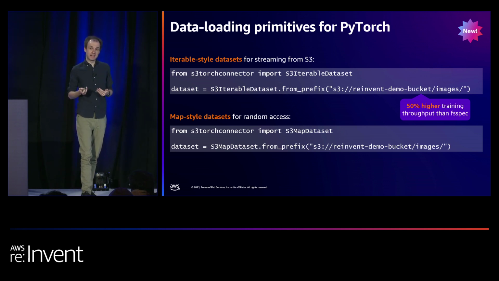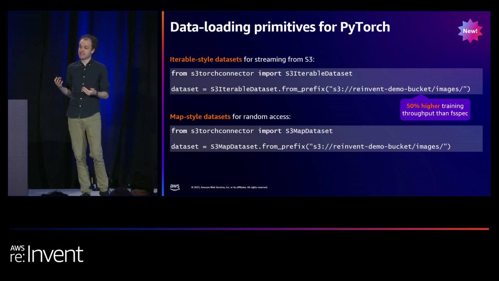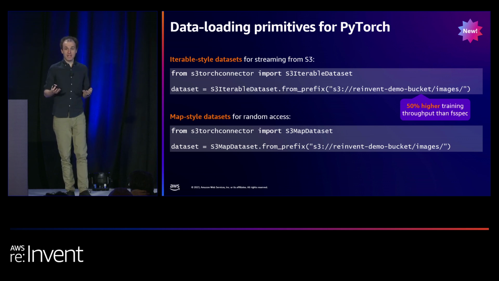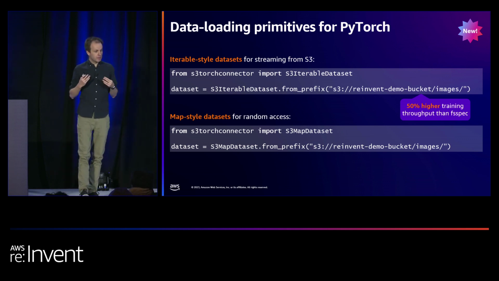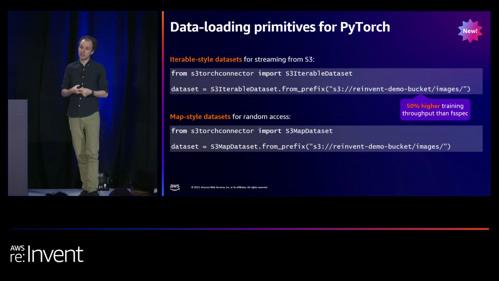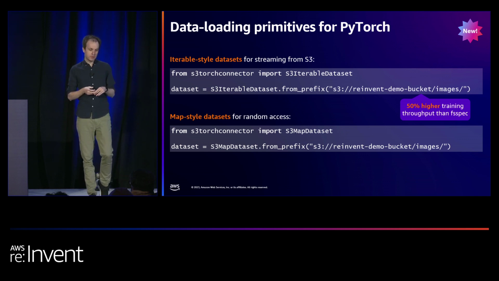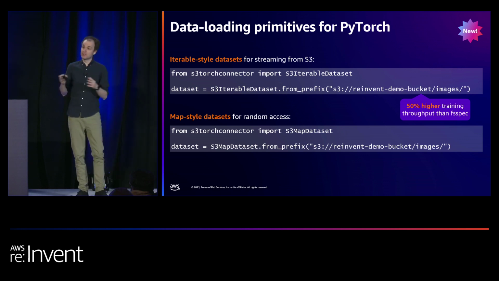The cool thing about both these data sets is they integrate tightly with PyTorch's existing data loader infrastructure. So these will just work if you're already using PyTorch for data loading. And what we've seen, again, comparing to FSspec before, with the iterable style data set in particular, is up to 50% higher training throughput using these data sets rather than using the built-in FSspec libraries. So that's the data loading side.